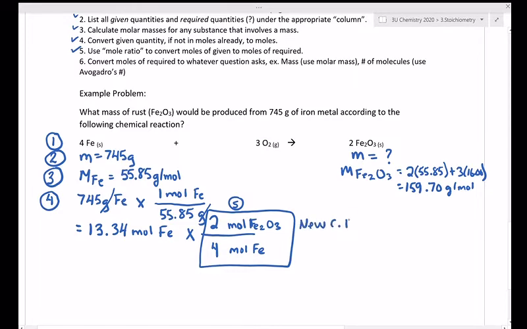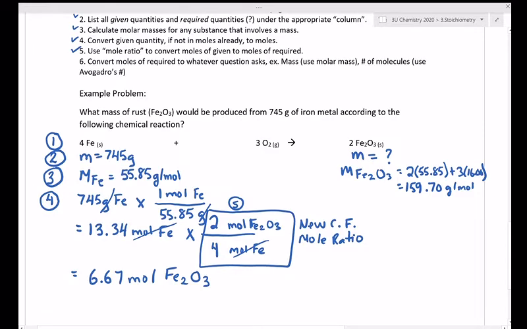So new conversion factor, mole ratio. Okay, so 13.4 times 2 divided by 4 is going to give us 6.67 moles. Notice moles of iron are going to cancel, and now we have moles of iron oxide.